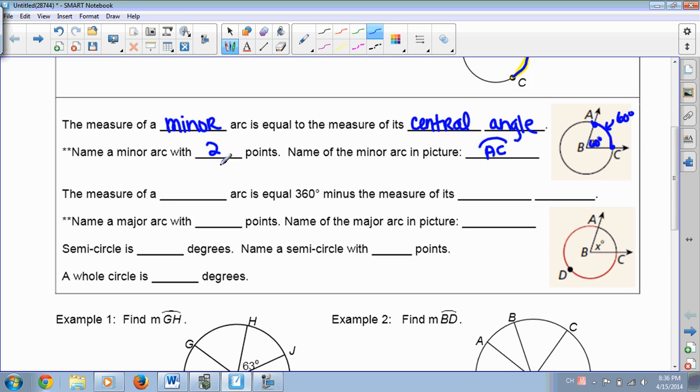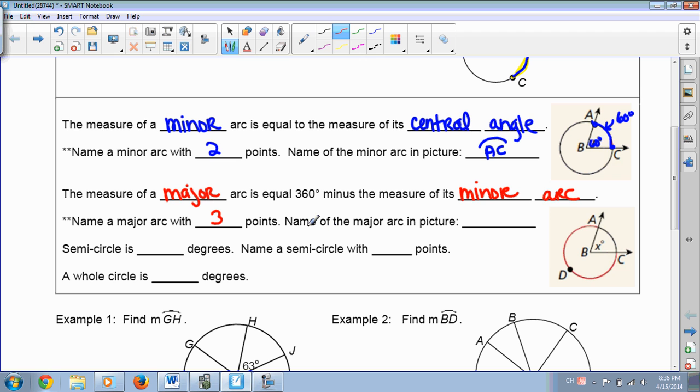The measure of a major arc is equal to 360 degrees minus the minor arc. So basically you take the whole thing and subtract the minor arc and you get the major arc. Or you take 360 degrees and subtract the major arc and you get the minor arc.